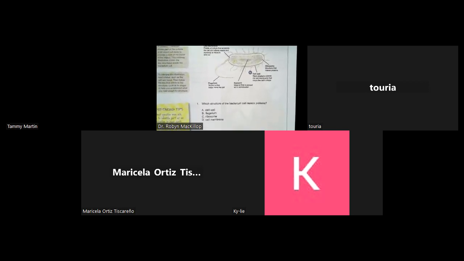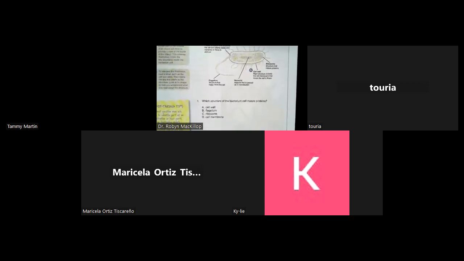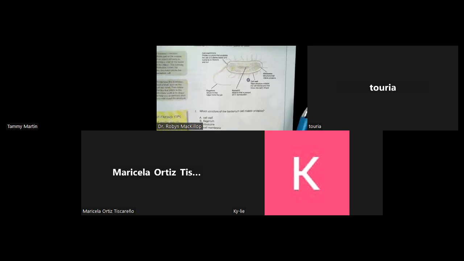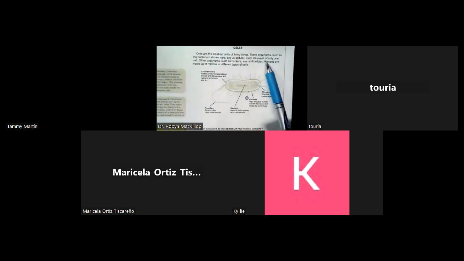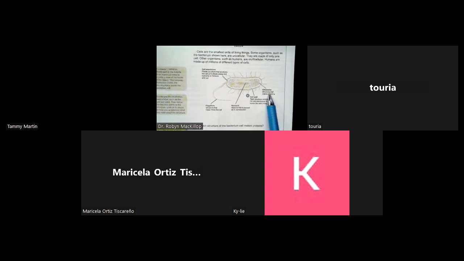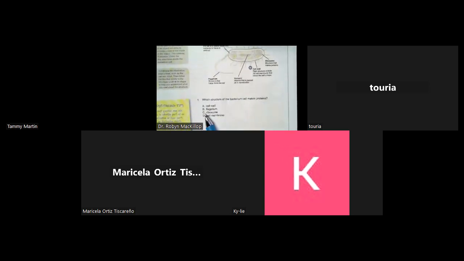So this one is, what structure of the bacterium makes protein? And that's your key. So there's a tiny little paragraph. Don't bother reading it. Go to the image and you're going to look for protein. Right there. The structure that makes protein is a ribosome. Your answer is going to be ribosome.